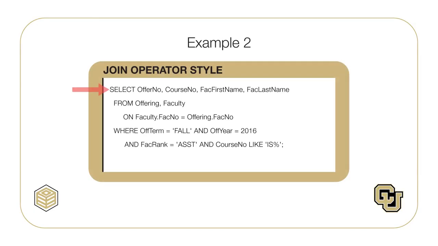The join operator style lists join operations in a from clause using the inner join and on keywords. Example 2 shows a SELECT statement to retrieve the offering number, course number, and faculty name, first and last name, for assistant professors teaching information systems, IS% course offerings, in fall 2016. Example 2 provides the same result as Example 1. Note that the from clause contains an explicit join operation combining the offering and faculty tables on the join condition. The where clause does not contain the join condition.